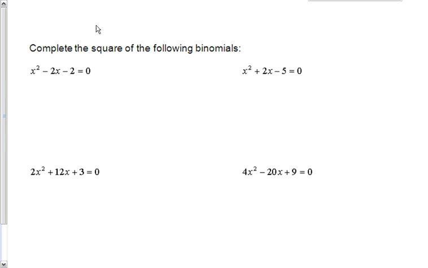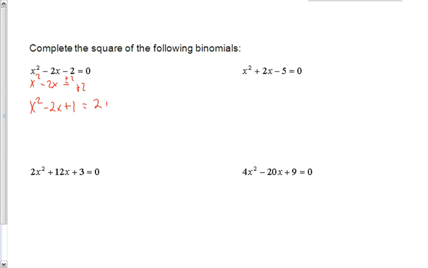So, let's see if we can solve. Right here, the first step is to move the 2 over, so I'm going to add 2 to both sides. Now I'm going to take a look at the b term. Half of negative 2 is negative 1, then squared, which is 1. So for x squared minus 2x, that's the missing piece that's going to make it a perfect square. So plus 1. It's always going to be positive, so you know.